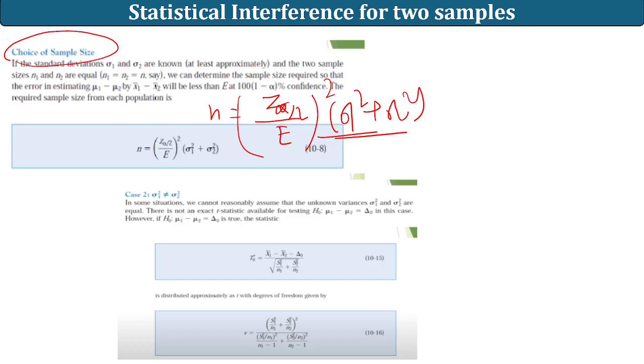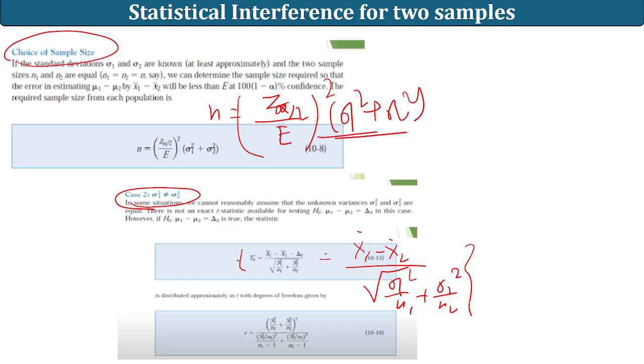And if the sample variance of the first population is not equal to the sample variance of the second population, in that case the t statistic will become x1 bar minus x2 bar minus delta naught upon the square root of sigma square by n1 plus sigma square by n2. We have seen this in the previous class also. It's an extension of that, and the degree of freedom formula will come like this.